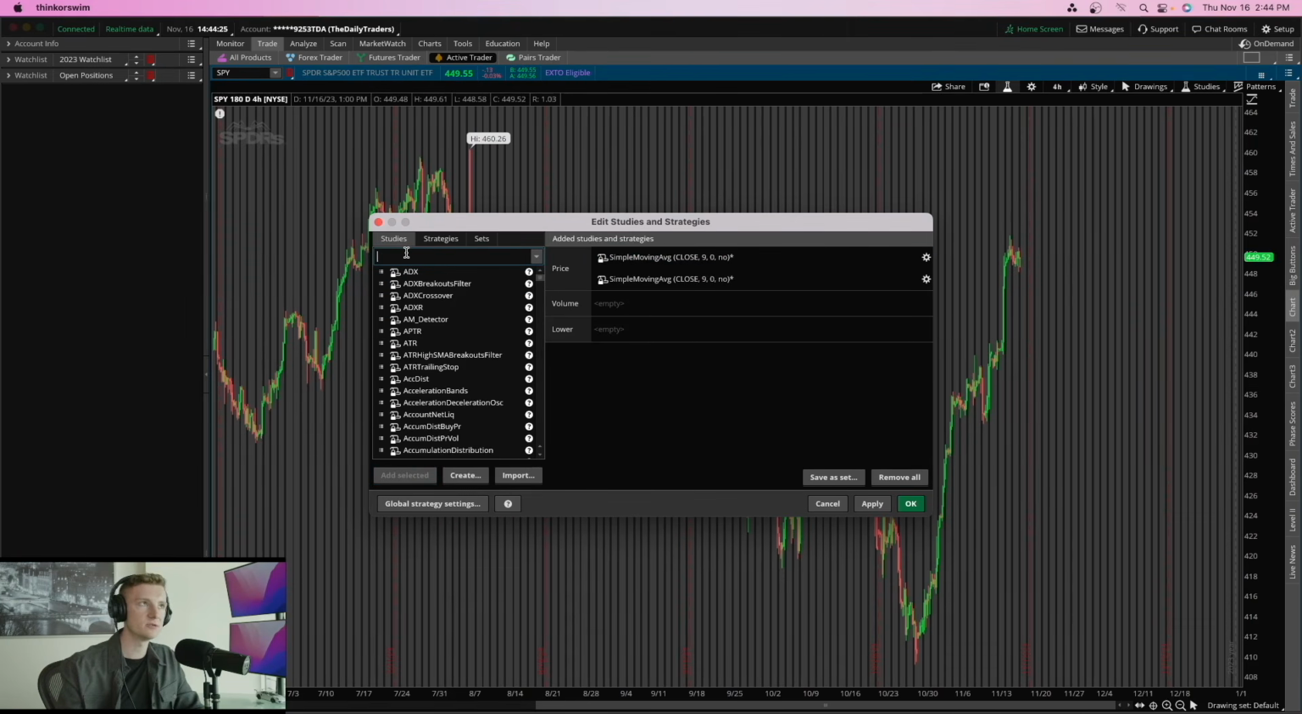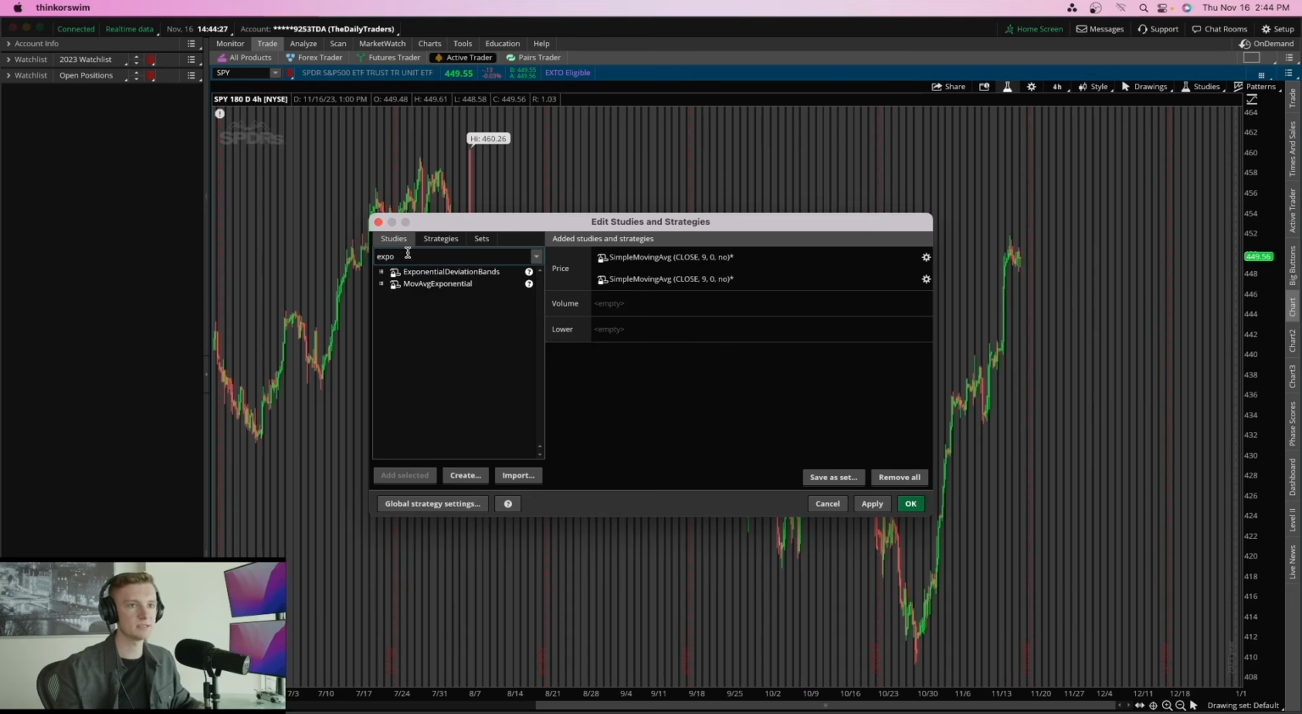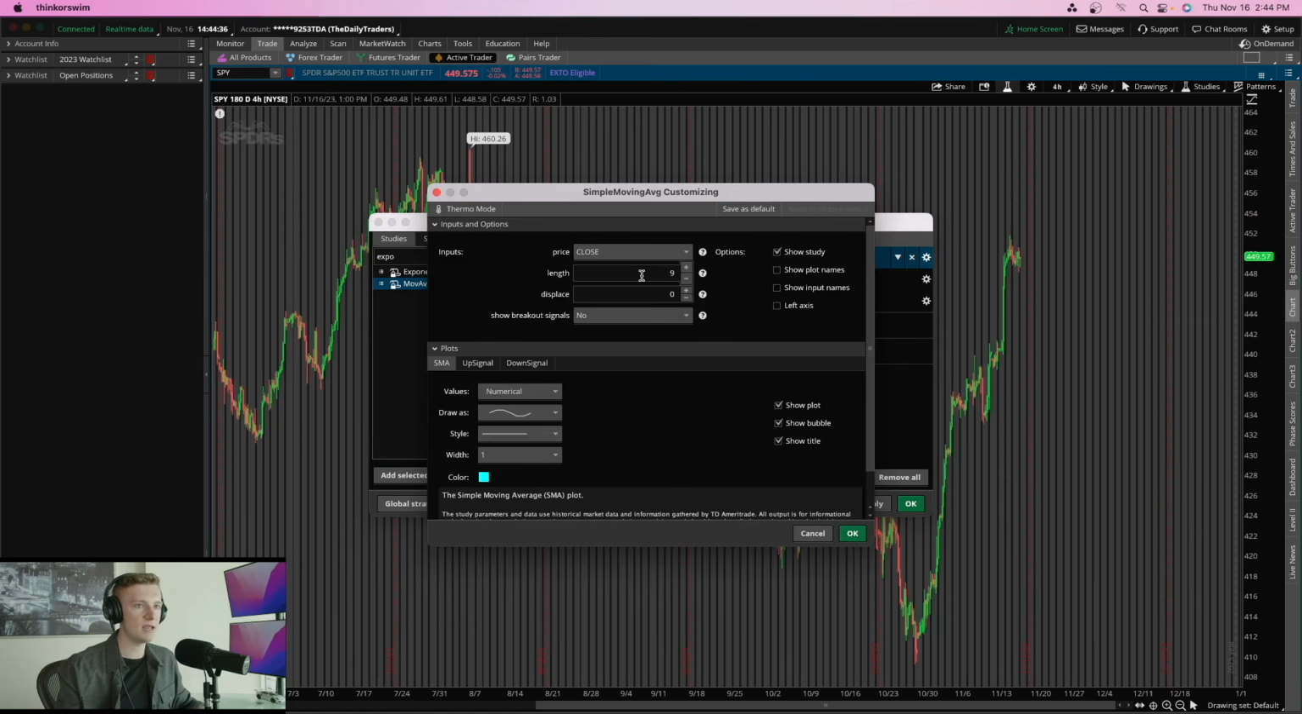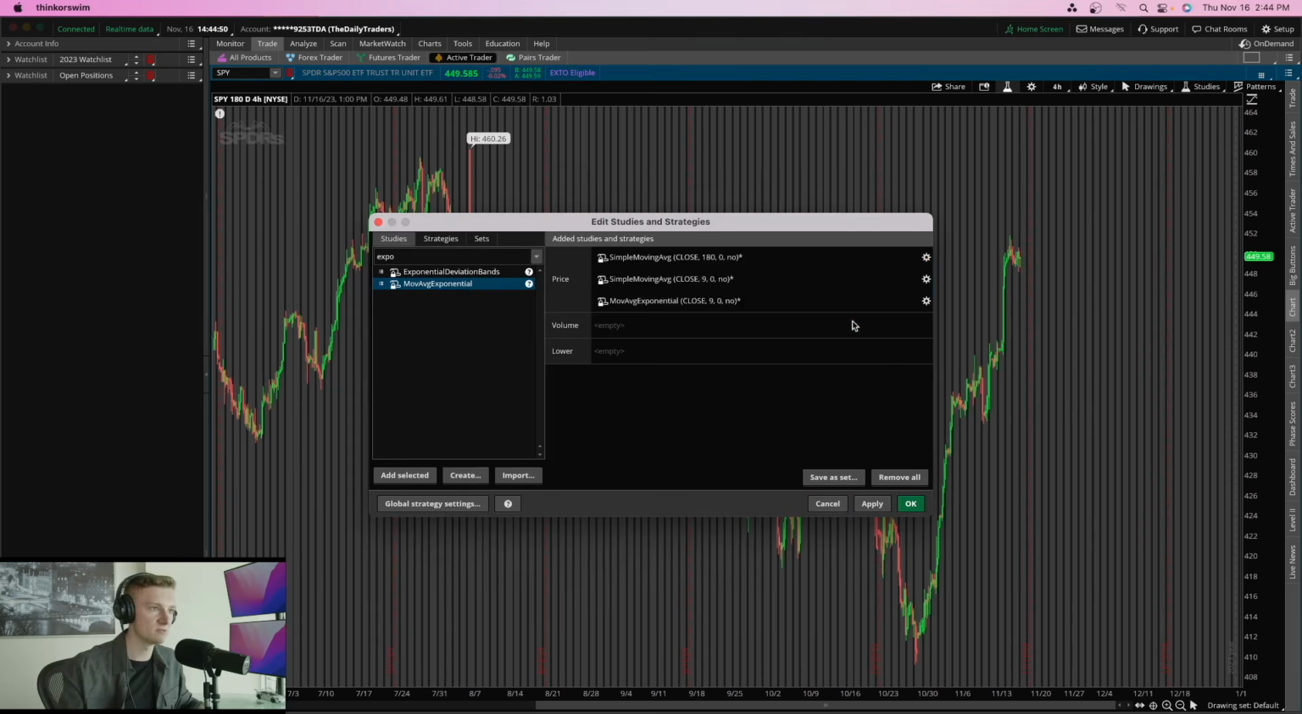And then what I want you to do is go ahead and type in exponential. Okay, so EXPO, so moving average exponential. You're going to hit add selected. We want one of those. Now we're going to go to this little gear icon, and this is going to be the first simple moving average. We're going to change the length to 180, go to color, and I'm going to have this set as green. I'd recommend you use the same colors so it's congruent with all of the videos moving forward.